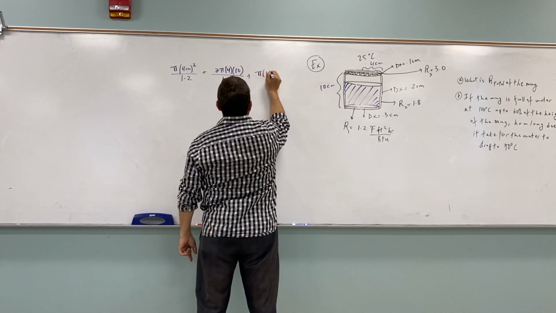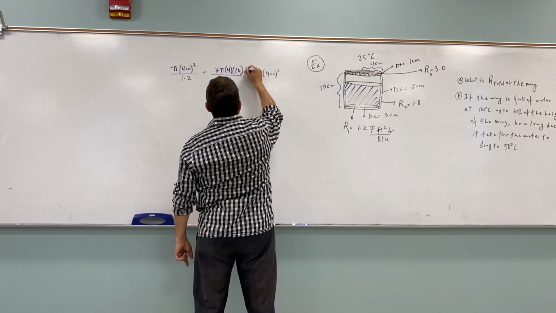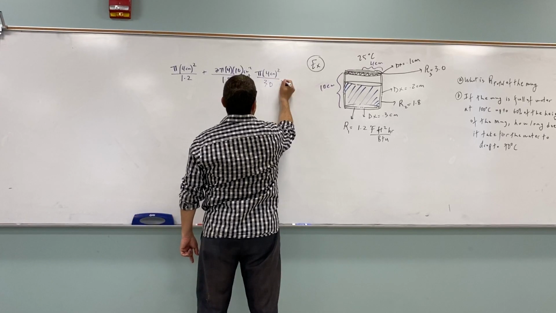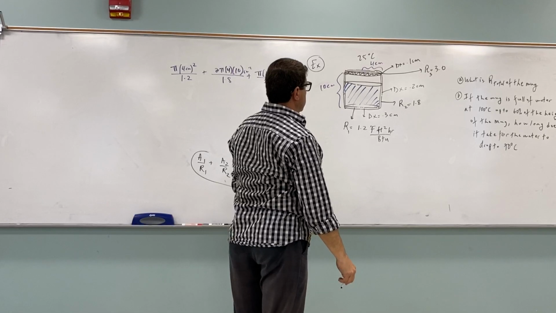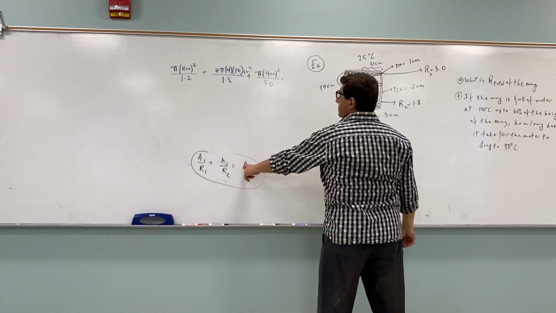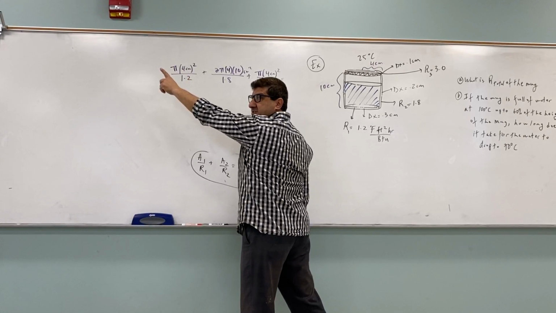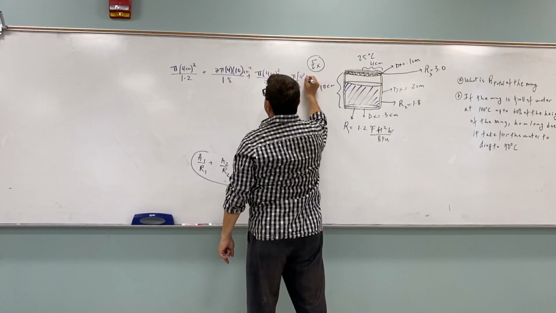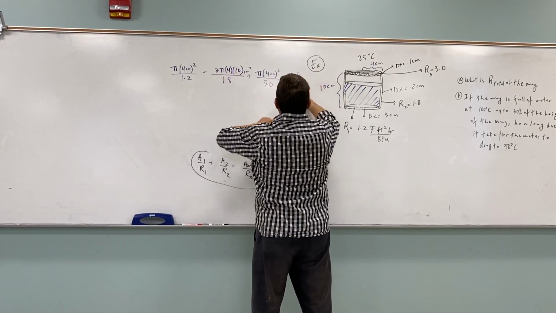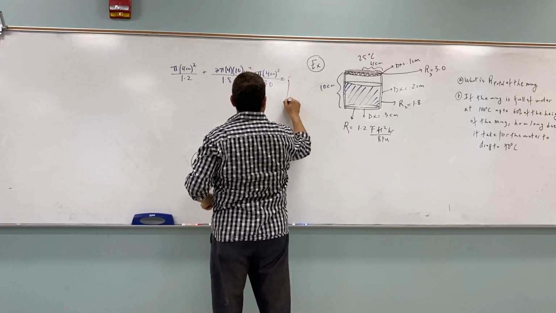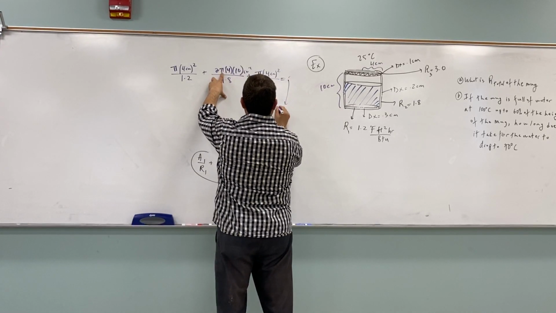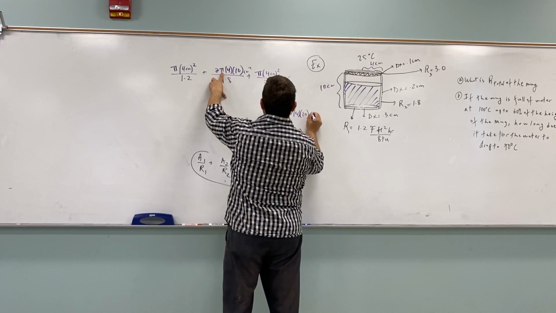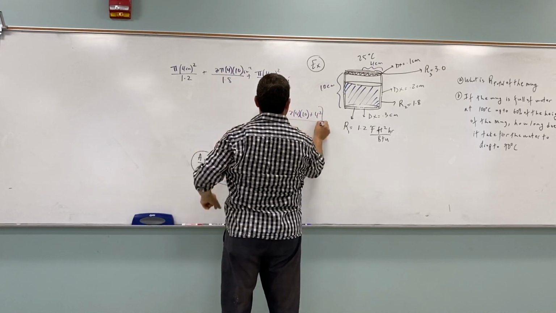Pi times 4 centimeters squared, so this is also centimeters squared, over 3.0, that's equal to A total, which is the sum of the surface areas, right? So pi times 4 squared plus 2 times 4 times 10, so let's write it here. Pi times 4 squared plus 2 times 4 times 10 plus 4 squared over R total.